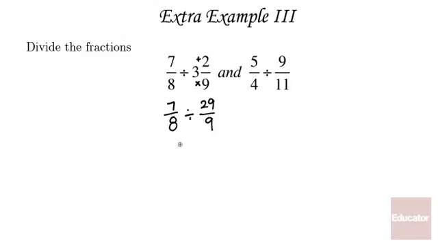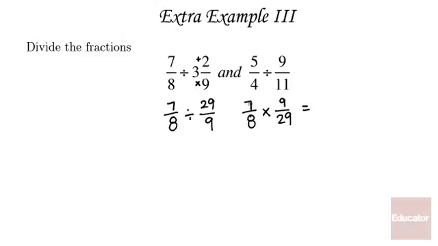Okay, I'm going to do 7 over 8 times 9 over 29. And then 8 and 9 have no common factors. 7 over 9 have no common factors. I can go up 9 with 29, I can compare those two. But nothing has any common factors for me to simplify or to reduce.